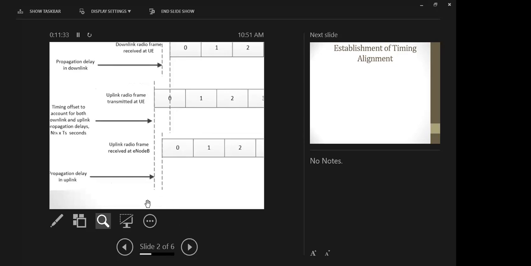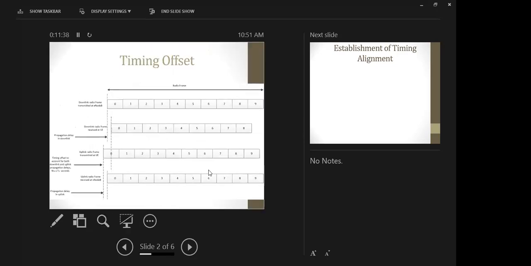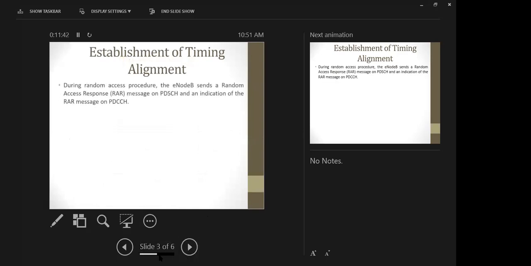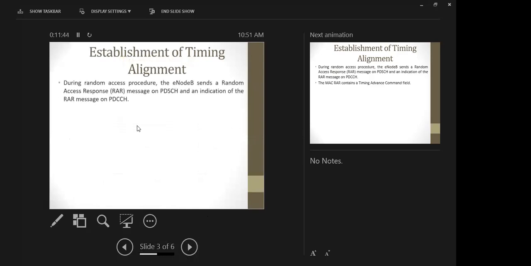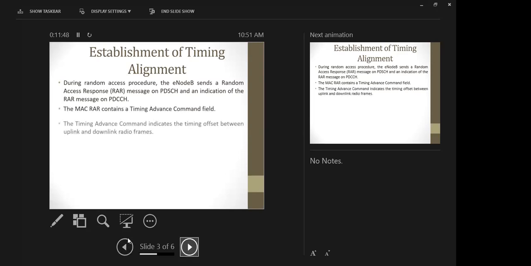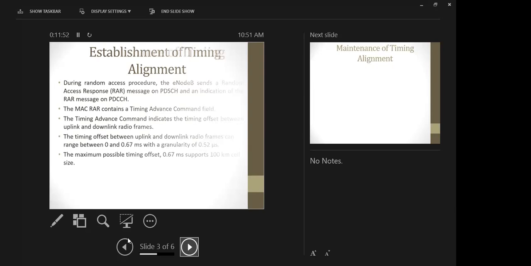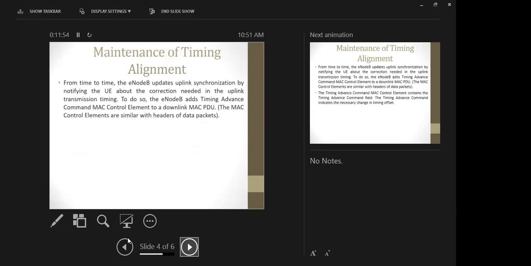So you actually need it. I'll skip this slide and come back to it later. Maintenance of timing alignment.